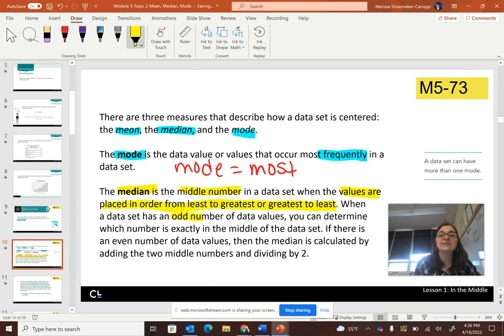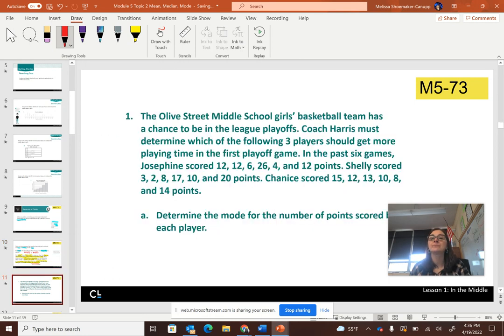When the data set has an odd number, you can determine which number is exactly in the middle. If there is an even number, then the median is calculated by adding the two middle numbers and dividing by 2. This is really important right here. And so we'll come back and revisit this when we do an example that will make more sense. Okay? We're going to give it a try.